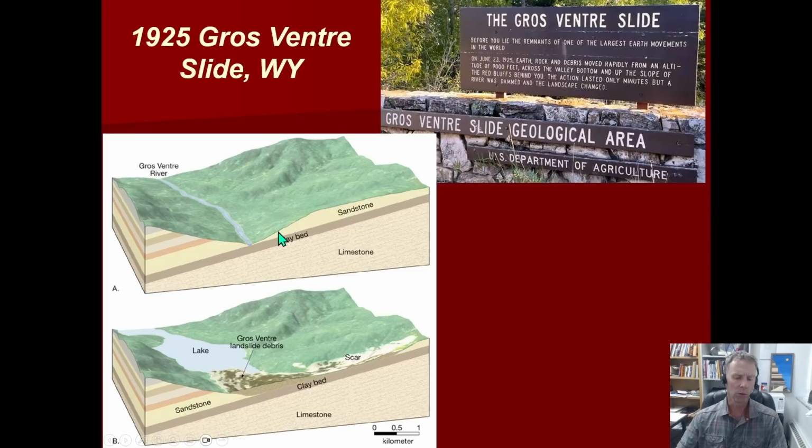So that water basically saturated that contact between the sandstone and the shale or clay there, caused it to lose a lot of its shear strength, and it slid down. That whole chunk of sandstone on the hillside slid down into the valley, dammed up the Gros Ventre River, and created a lake, the Gros Ventre Lake, which still exists today. So that slide material is still there, damming up the lake.